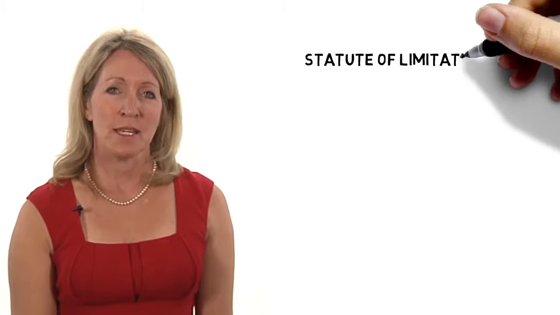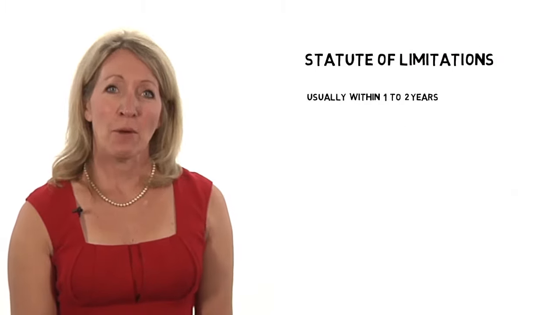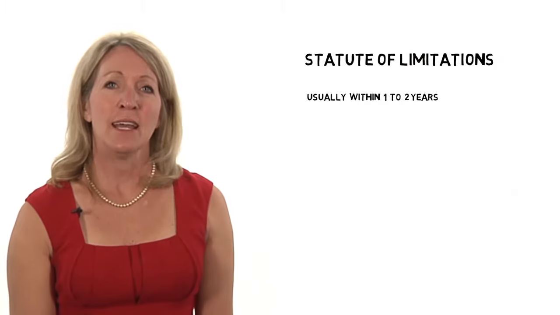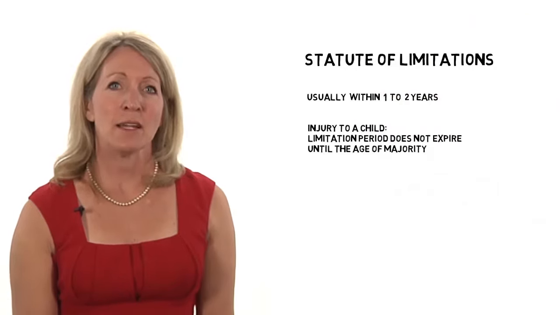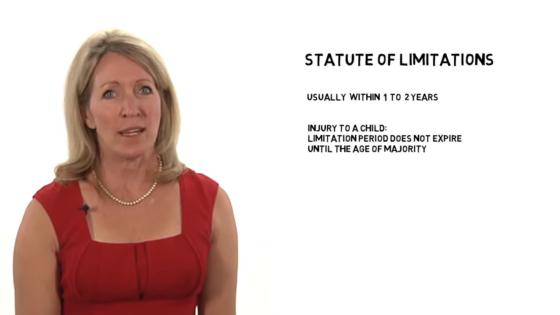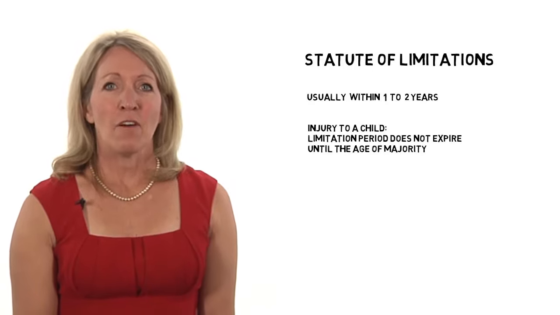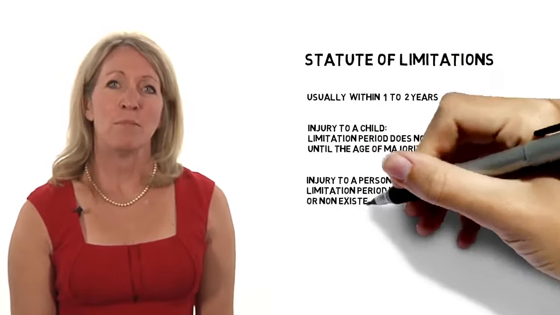Note that a medical malpractice lawsuit must be filed within a certain period of time. This is known as the statute of limitations. It is usually within 1 to 2 years of the date of the injury. However, in special circumstances, as in an injury to a child or an infant, the limitation period does not expire until the child reaches the age of 18 or the age of majority. In cases involving injury to a person who is mentally incompetent, the statute of limitations may never expire.